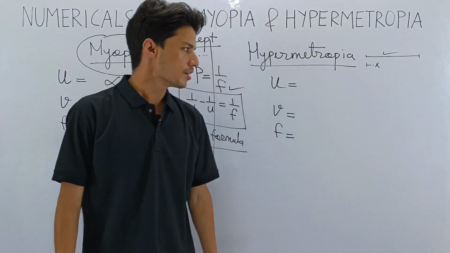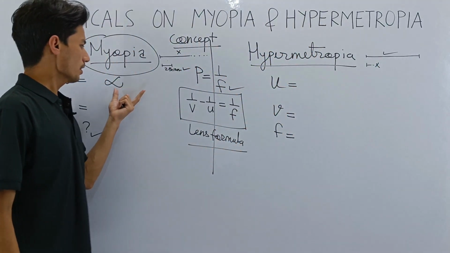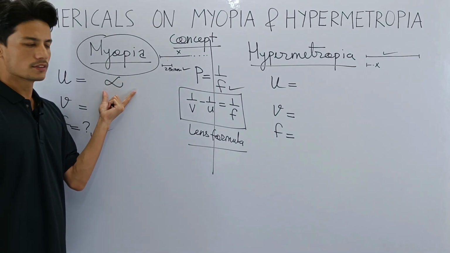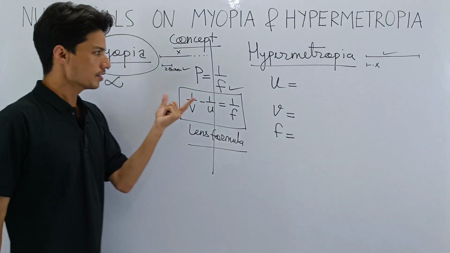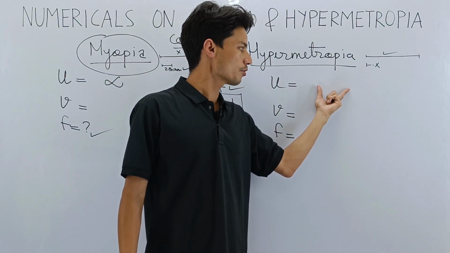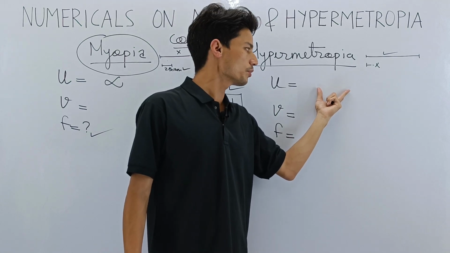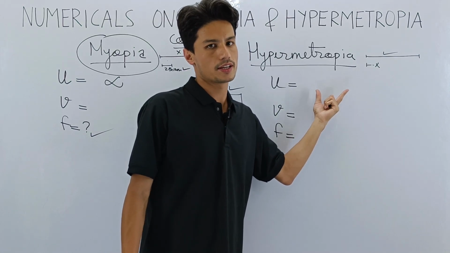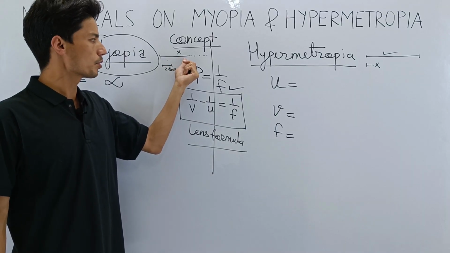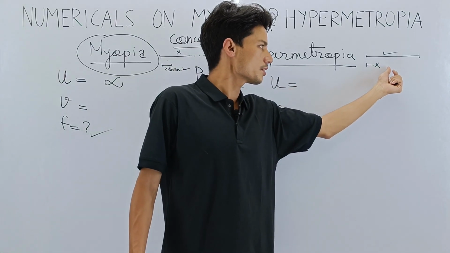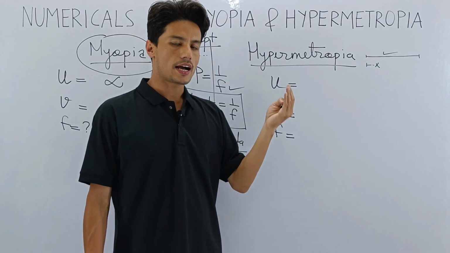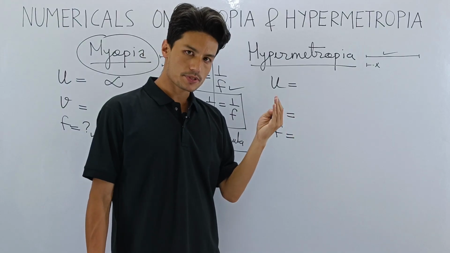So here what we will do, just like in myopia where we considered the far point of a normal healthy eye, here we will also be considering something from a normal person. But what will we be considering here? Here what did we consider? We considered the problem. Here also we'll consider the problem. The problem in hypermetropia is the person cannot see near objects.